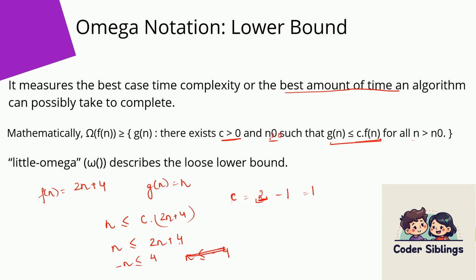I'm sorry, this definition here is incorrect. The c has to come here: c times g of n is less than or equal to f of n. So replacing the value of c equal to 1 here, it will be 1 times n is less than or equal to 2n plus 4.